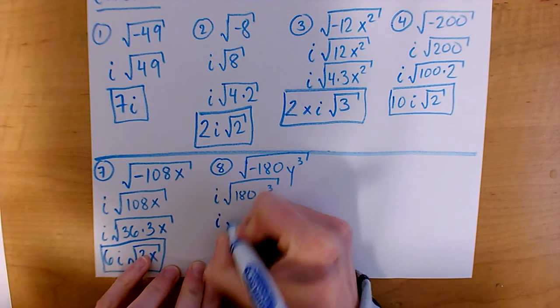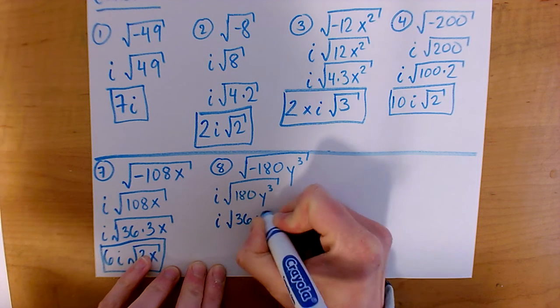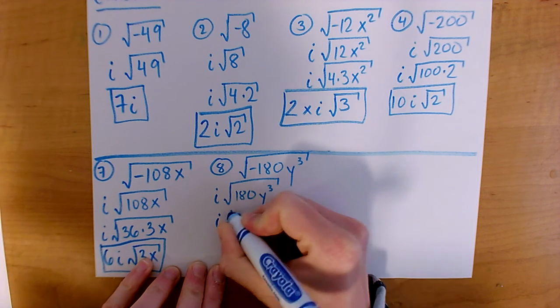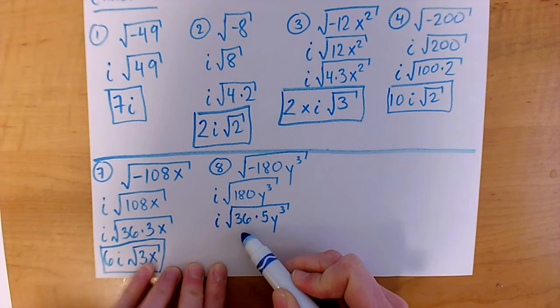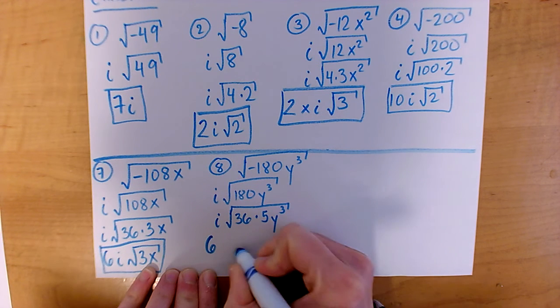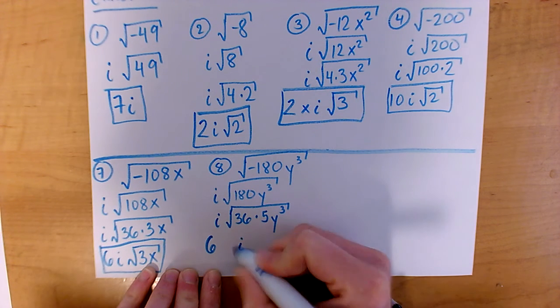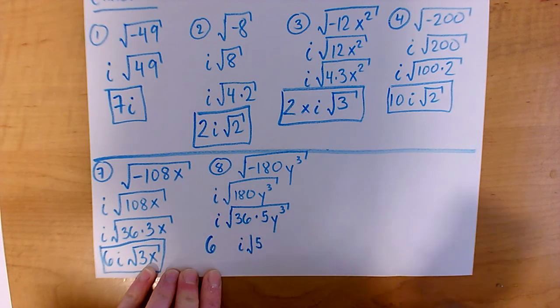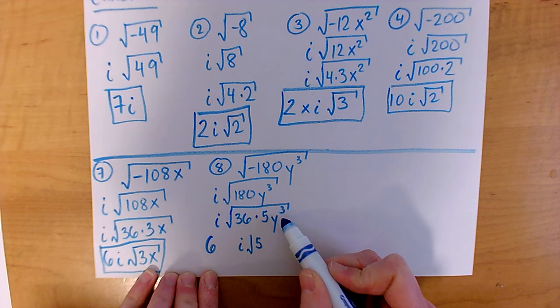So 180, we can break that into 36 times 5, and then we have our y cubed. Alright, so the square root of 36 is 6, so I'll pull the 6 out. We still have our i. We can't do anything with the 5, so we're going to leave that on the inside. Now, the square root of y cubed.